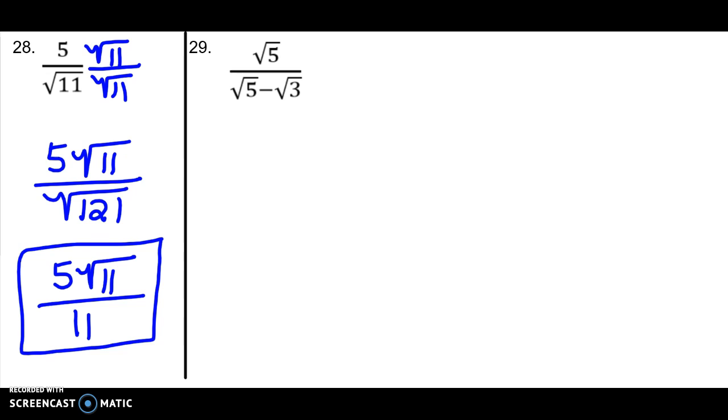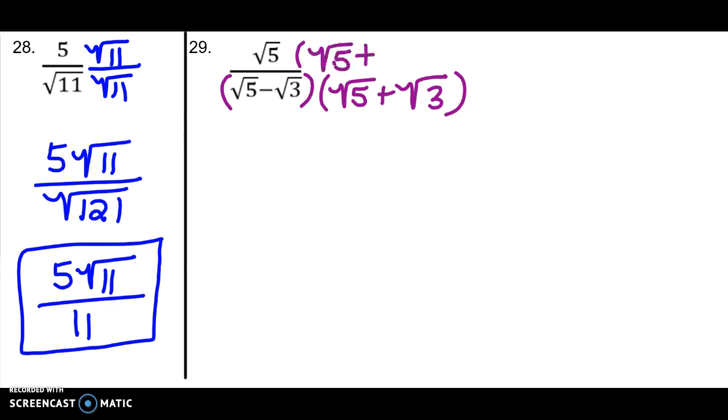All right, number 29. So we're going to go back to what we learned on number 27 about conjugates. Remember, when we multiplied by a conjugate, it made the square roots disappear. So since we have the square root of 5 minus the square root of 3 in our denominator, we're going to multiply by the conjugate of that to make the square roots in the denominator disappear. So I'm going to take this on the denominator, and I need to multiply by the square root of 5 plus the square root of 3. And I'm going to do the exact same thing in the numerator. Remember, it's okay to have a square root in the numerator.